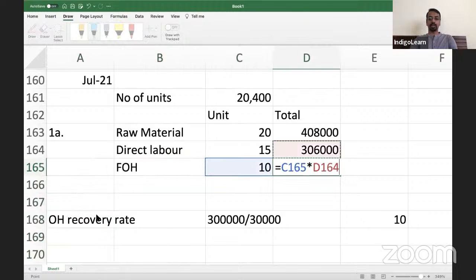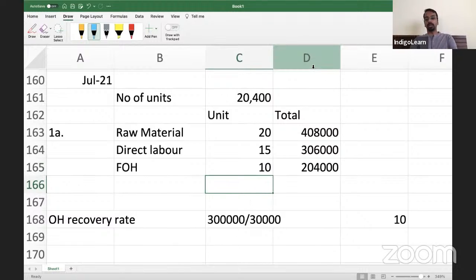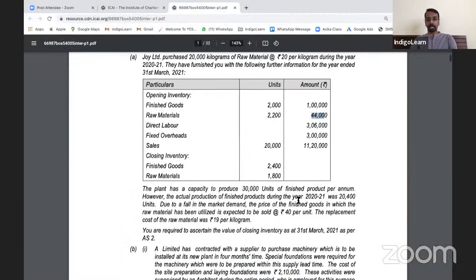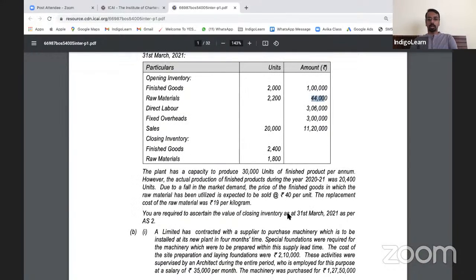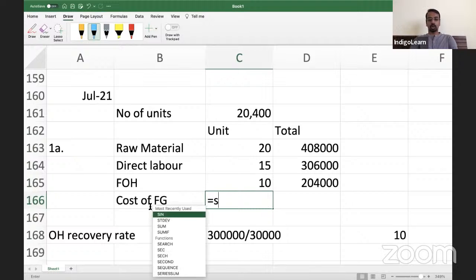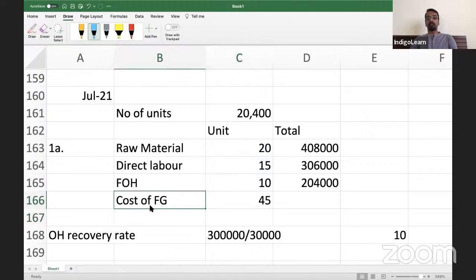So this is multiplied by 2,400. Total column need not be mentioned. I'm just writing here for your understanding. Okay, 10. Right? Are there any other costs? There are no other costs. So what is the cost of inventory? Finished goods. Cost of finished goods is 45.